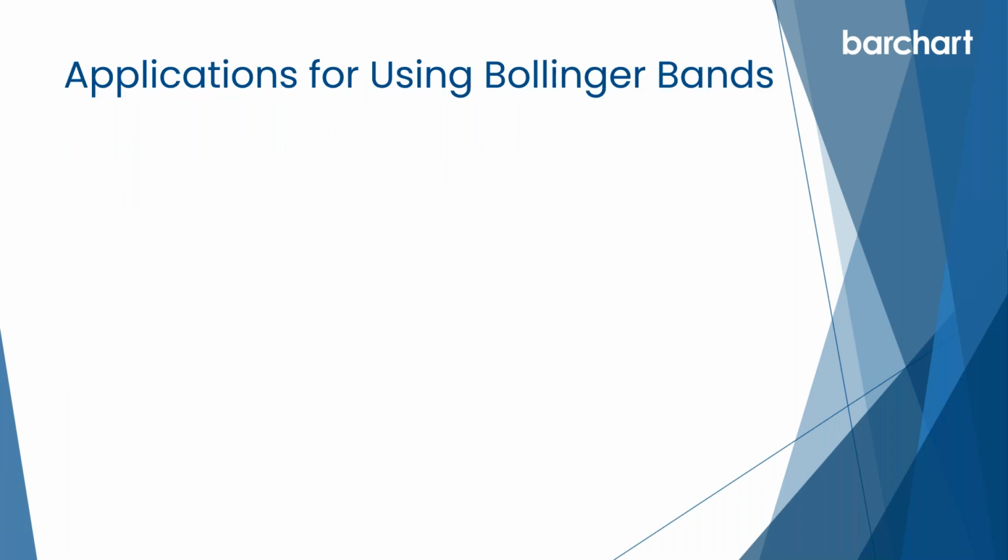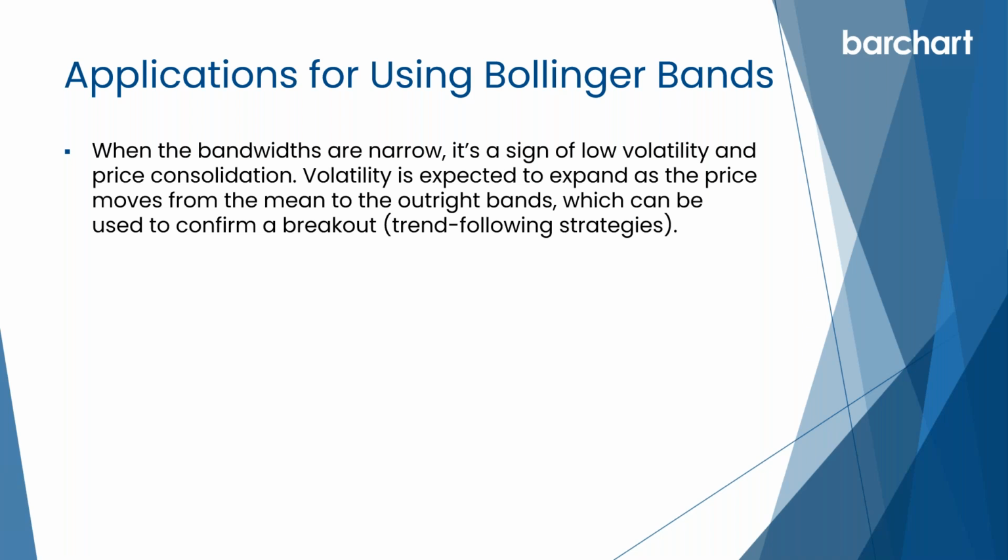Okay, so let's talk about our first application. When the bands are narrow or come closer together, price has consolidated or is gathering energy. Sometimes it's referred to as coiling. And then when price breaks out of the narrow bands, this is an indication that volatility is returning and price movement of a greater significance is about to ensue.